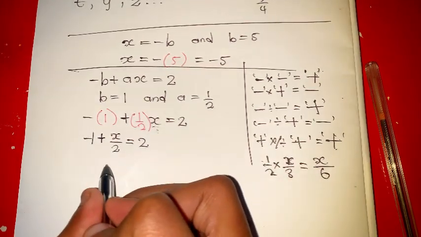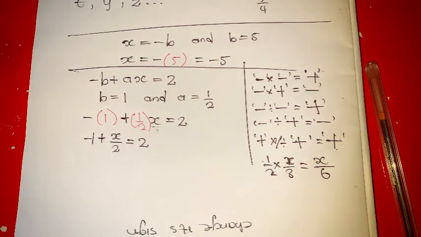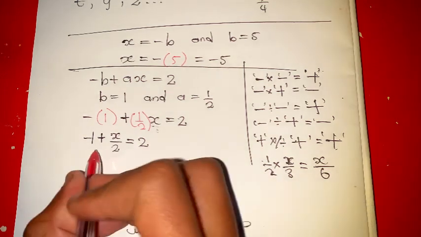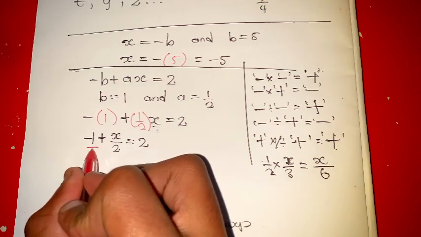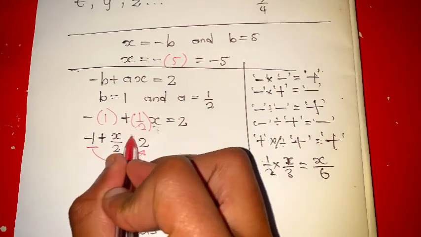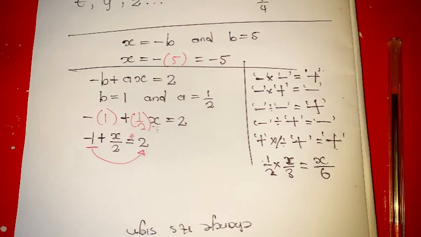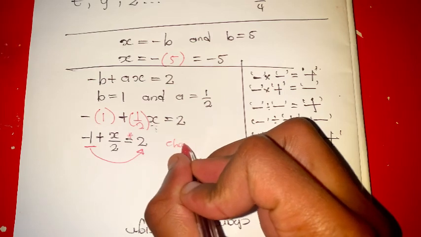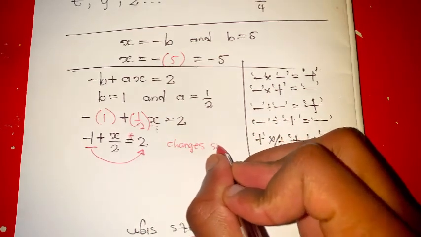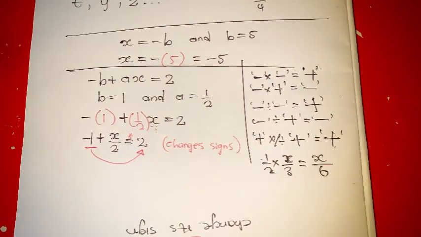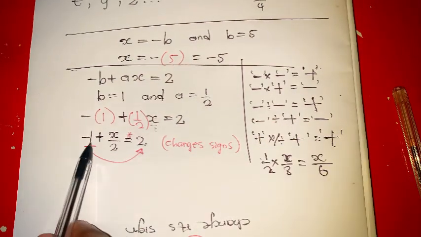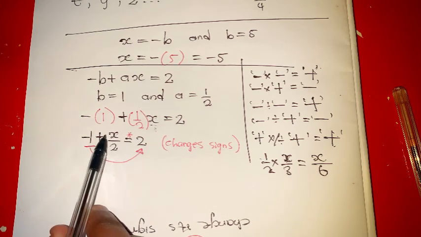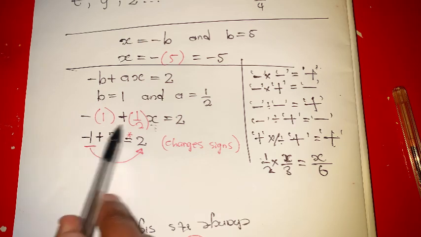So what will happen now is that whenever you have a number like this crossing to the other side of your equal sign, its sign will change. Changes signs. See? So whenever you see this number and you want to take it to the other side, don't forget to change its sign. If it's x, because there's a negative, there's a 1 here, it will be negative x.